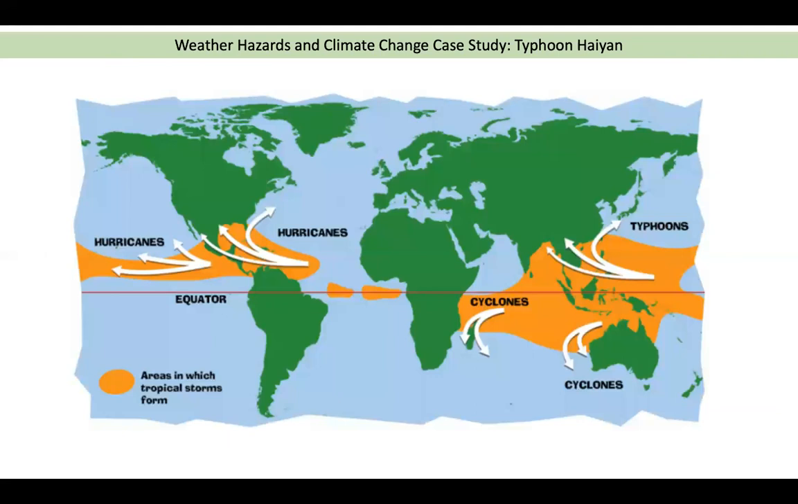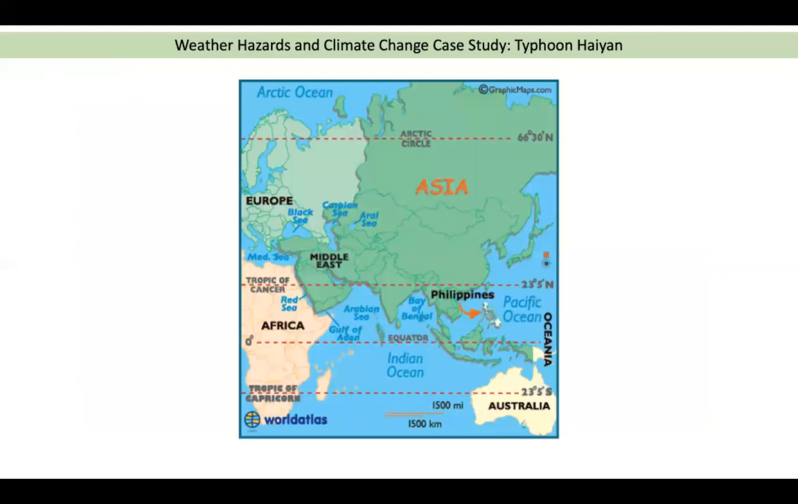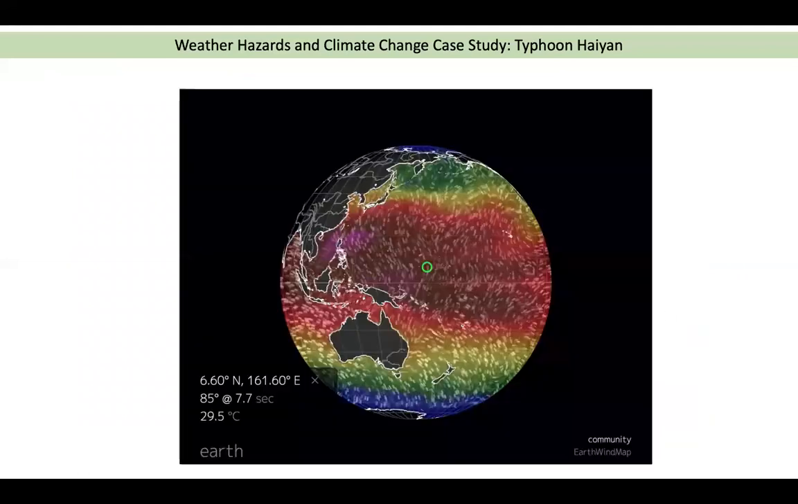Okay, so looking at our global distribution of tropical storms, remember in the Atlantic and the East Pacific Ocean, tropical storms are defined as hurricanes. In the Indian Ocean, they're defined as cyclones. And in the West Pacific Ocean, they're defined as typhoons. Now, Typhoon Haiyan formed in this part of the West Pacific Ocean. Okay, now on here, we've got labeled the Philippines. Okay, and in this red circle is where Typhoon Haiyan started to form.